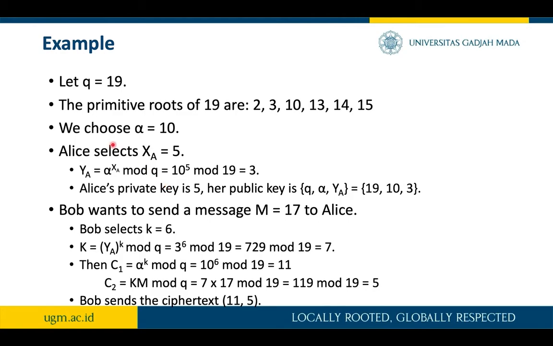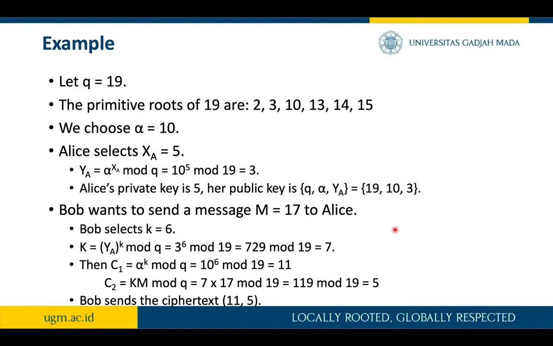This is an example of ElGamal. We first use Q, which is 19. The primitive roots of 19, there are many. We choose one of them, for example 10. Then Alice selects XA, which is 5. So 5 is Alice's private key. Based on that, Alice calculates YA, which is alpha to the power of XA, 10 to the power of 5 modulo 19, which is 3. So the private key of Alice is 5, while the public key consists of Q, which is 19, alpha, which is 10, and YA, which is 3.